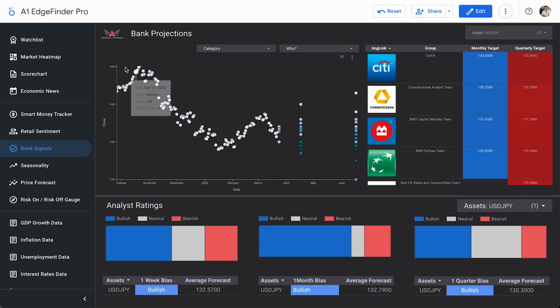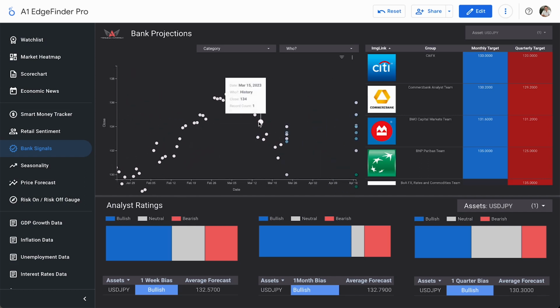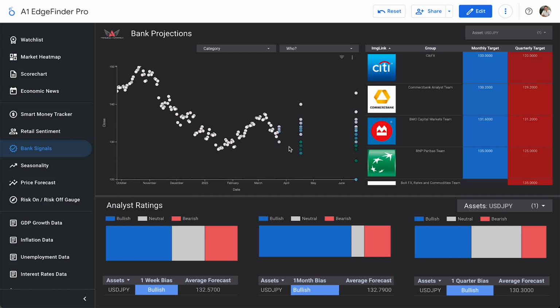We can see over the past couple of months, USD JPY has been falling. It trended back upwards for a little bit, and recently it has been falling again. We can see again, hovering over these dots, each of the days where it has closed, and then these vertical columns here are the projections. So again, we use CityFX as an example. CityFX's market research team believes that on a monthly target forecast the USD JPY cross is going to be around the 133 target level, and on a quarterly target is going to be around 120.